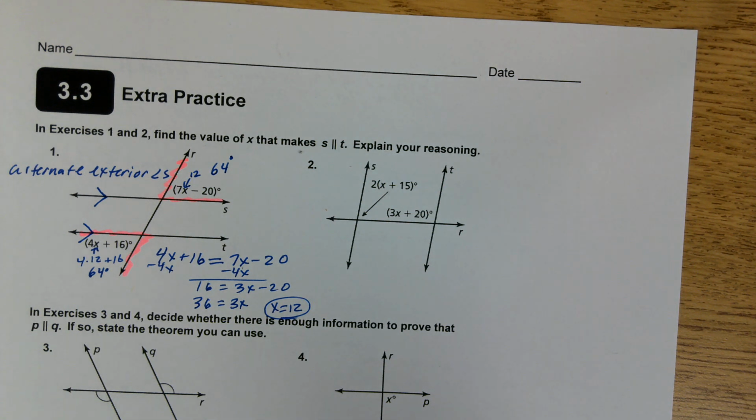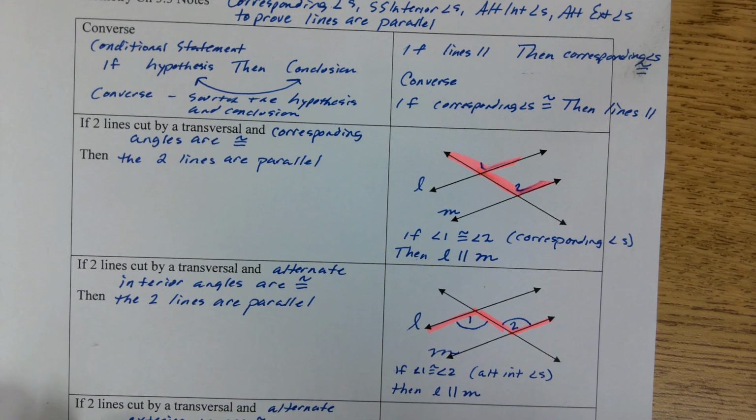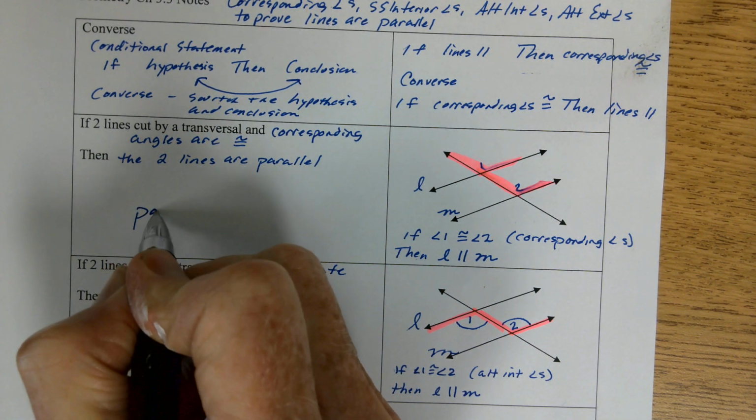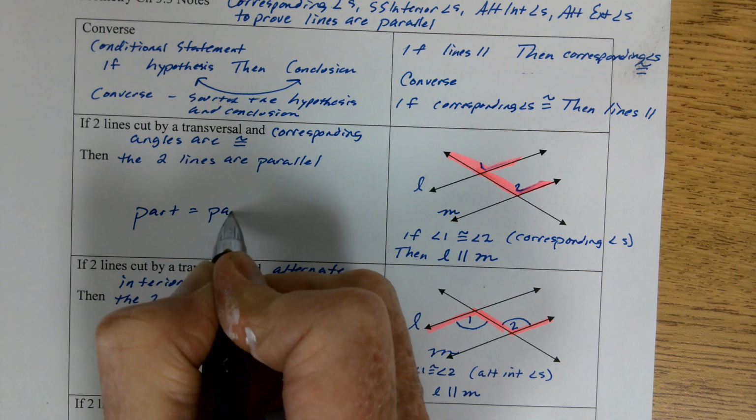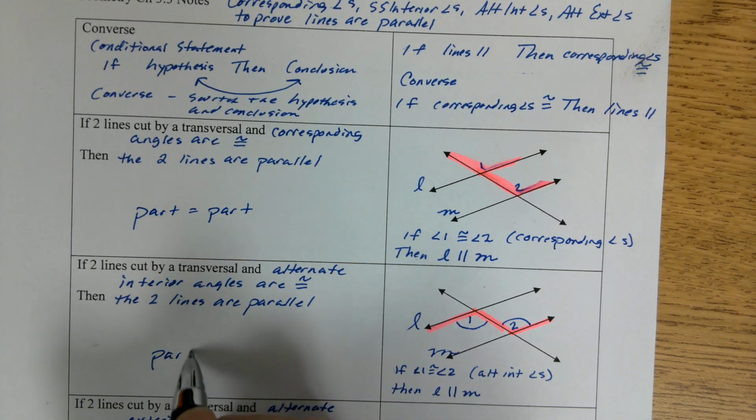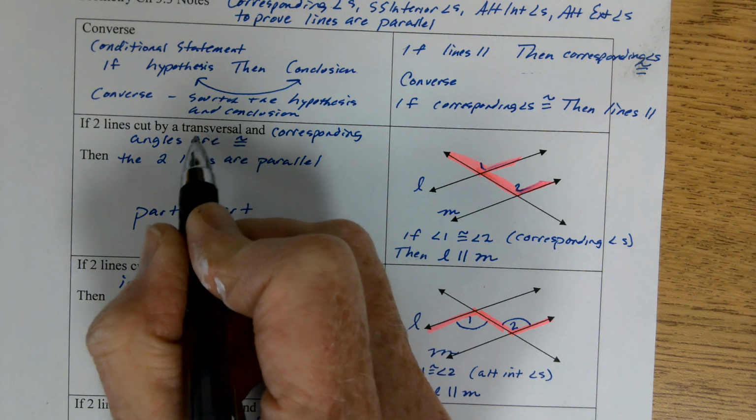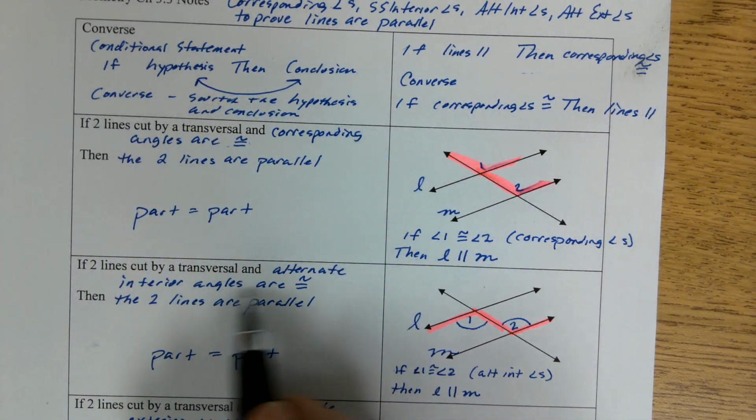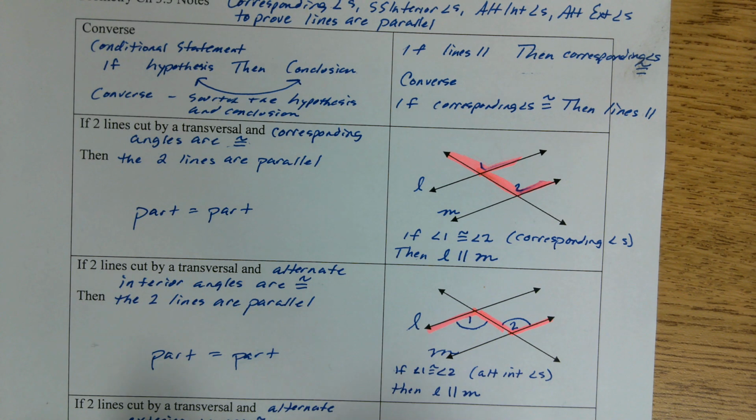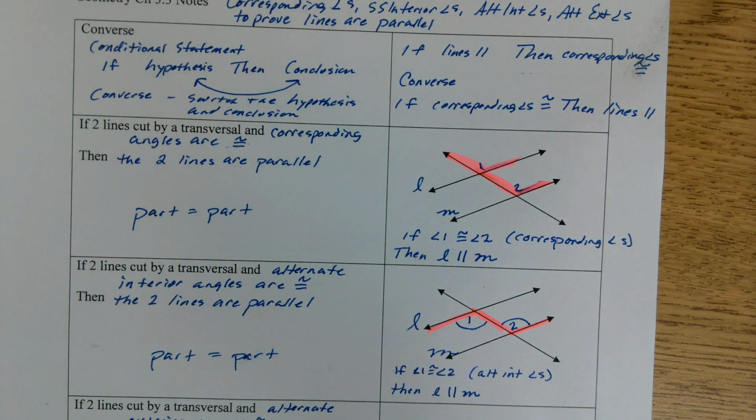Okay, before I stop, flip your paper over. One thing. On this one it is always going to be a part equals part, because I'm saying the angles are congruent. This one, though, is going to be part plus part equals 180.